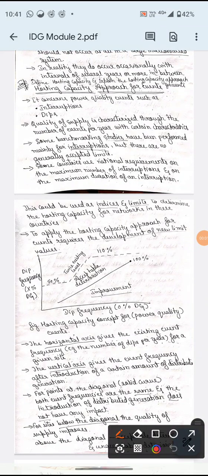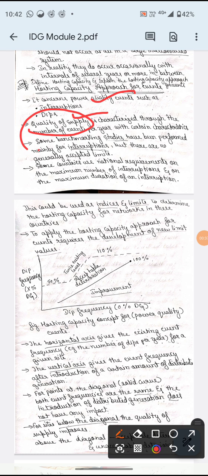Capacity approach for events. Here power quality mainly concerns two topics: one is interruption and one is voltage dip. So here, quality of supply. For example, if you take any equipment, per year how many times it gets a problem? Based on that you decide how good it is, right? Here also, similarly, quality of supply is characterized through the number of events, so the number of problems or faults per year with certain characteristics, right?